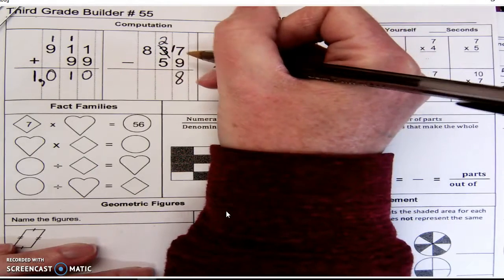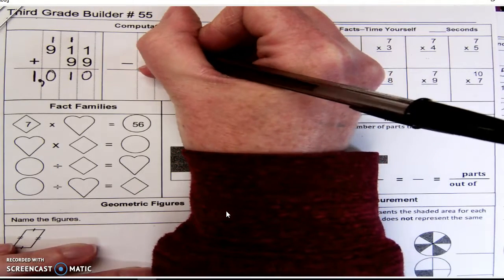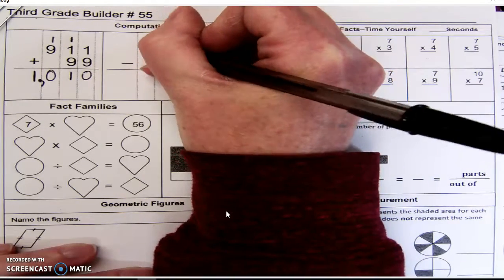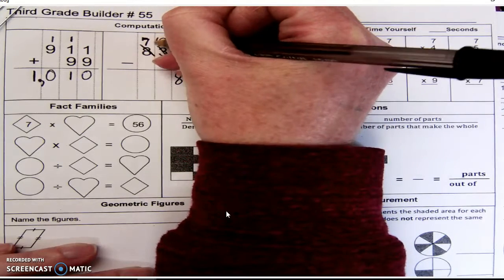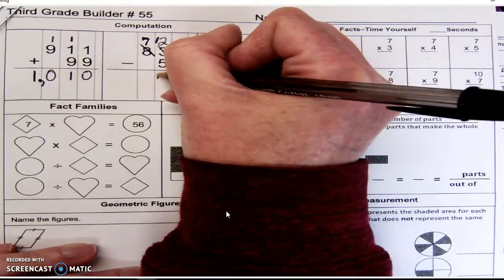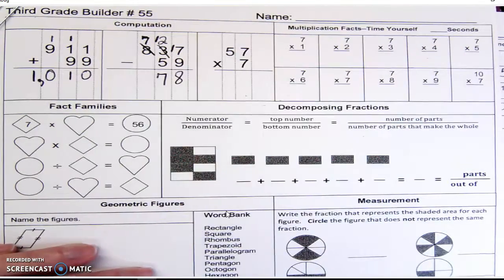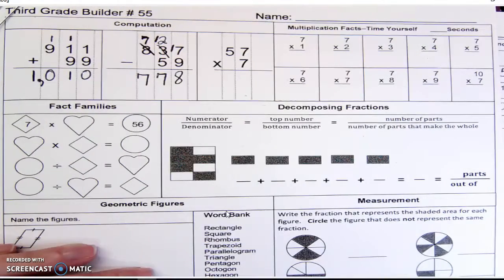2 minus 5. I have 2 10s. I can't take away 5 10s. I've got to go get 100. Now I have 7 100s. I'm going to take that 100 and turn it into 10 10s. So now I have 12 minus 5, 7 in the tens column. And then 7 minus nothing is 7. So I get a difference of 778.